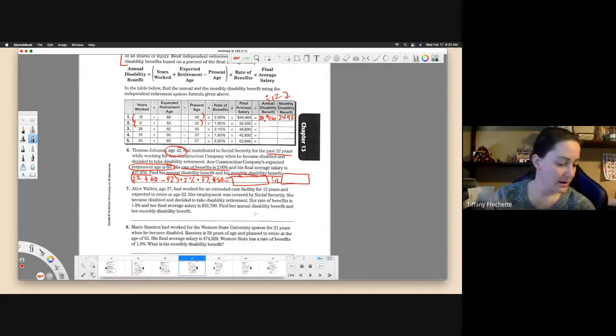All right, number 7 and number 8 are exactly the same as this one. There is no difference in how you calculate number 7 and number 8. So I'm going to end it there and let you guys finish off the worksheet here. I hope that helped, and I will see you in section 5.